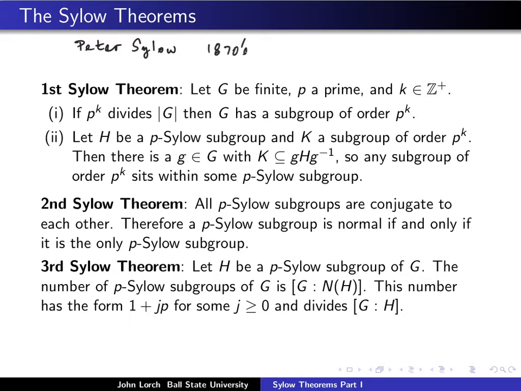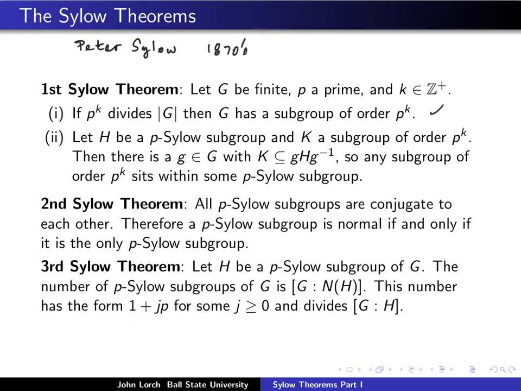All right, so the first Sylow theorem says that we start with a finite group and we let p be a prime and k a positive integer. So we know then that if p to the k divides the order of G, then G must have a subgroup of order p to the k. So this first part of the first Sylow theorem is highly important. It asserts that if you're looking at divisors of the order of G that are prime powers, then the converse of Lagrange's theorem will hold.